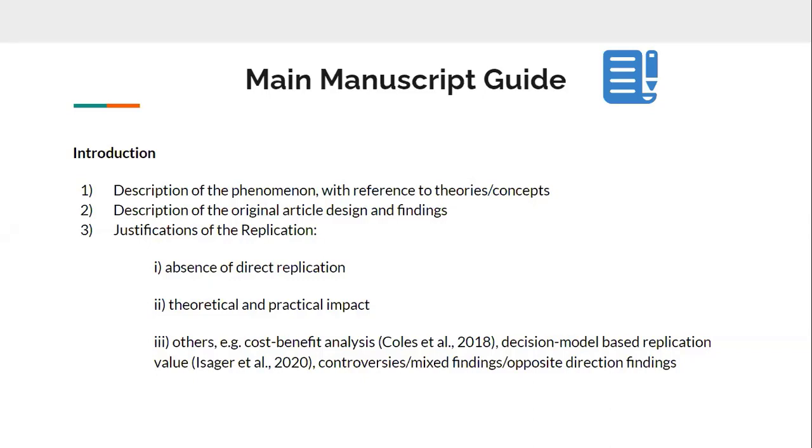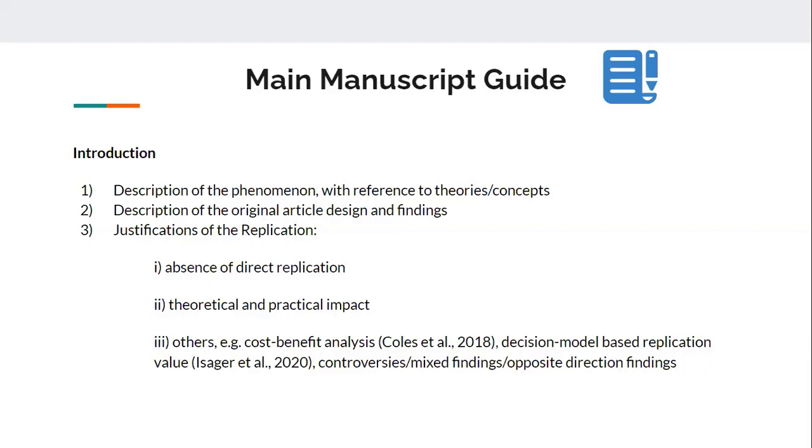You need to justify why a replication of the article is important. Some key reasons may include absence of direct replication. Direct replication means closely repeating the method and analysis. There may be some conceptual replications. But for the replication target we chose, there is no direct replication.